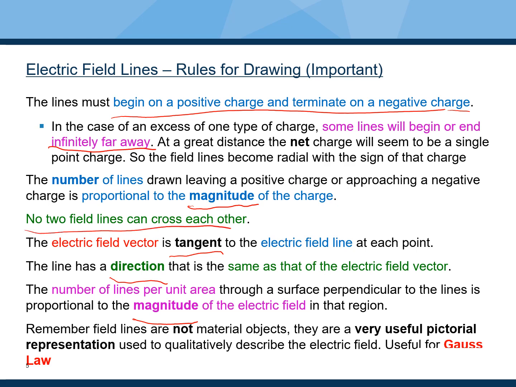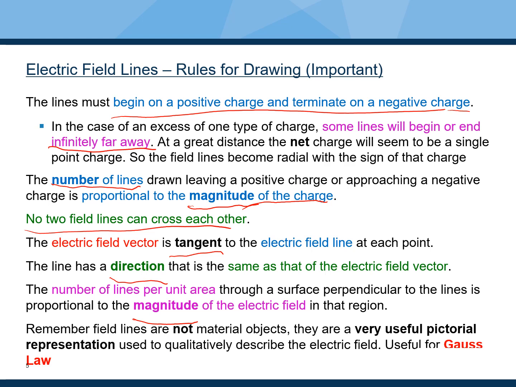one another. And then, of course, let's go ahead and see the connection between the magnitude of the charge itself and the number of field lines associated with a charge. So we see that the number of field lines leaving a positive charge or approaching a negative charge is indeed proportional to the magnitude of the charge itself.